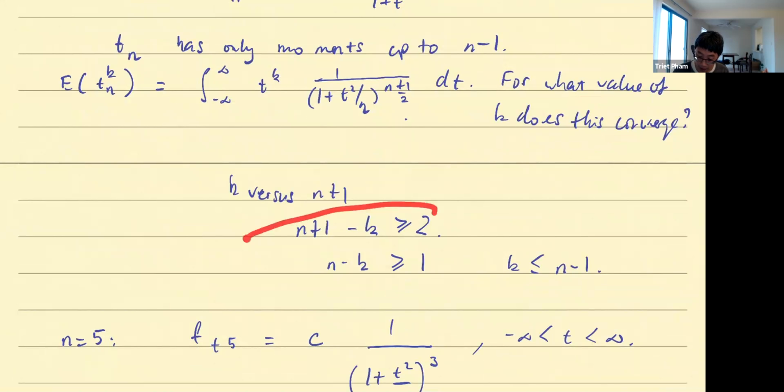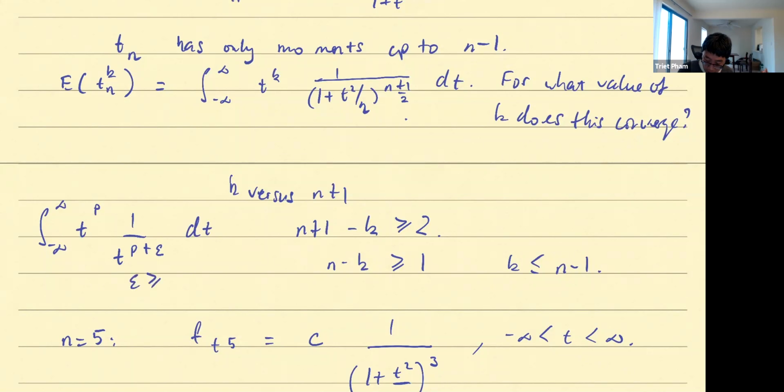Because these are integers, it works like this. But basically the decay must be at least 2 above the growth. So all I'm saying is that the integral of 1 over t to the p plus epsilon, dt, needs epsilon bigger than 2 for convergence. That's all I'm saying.